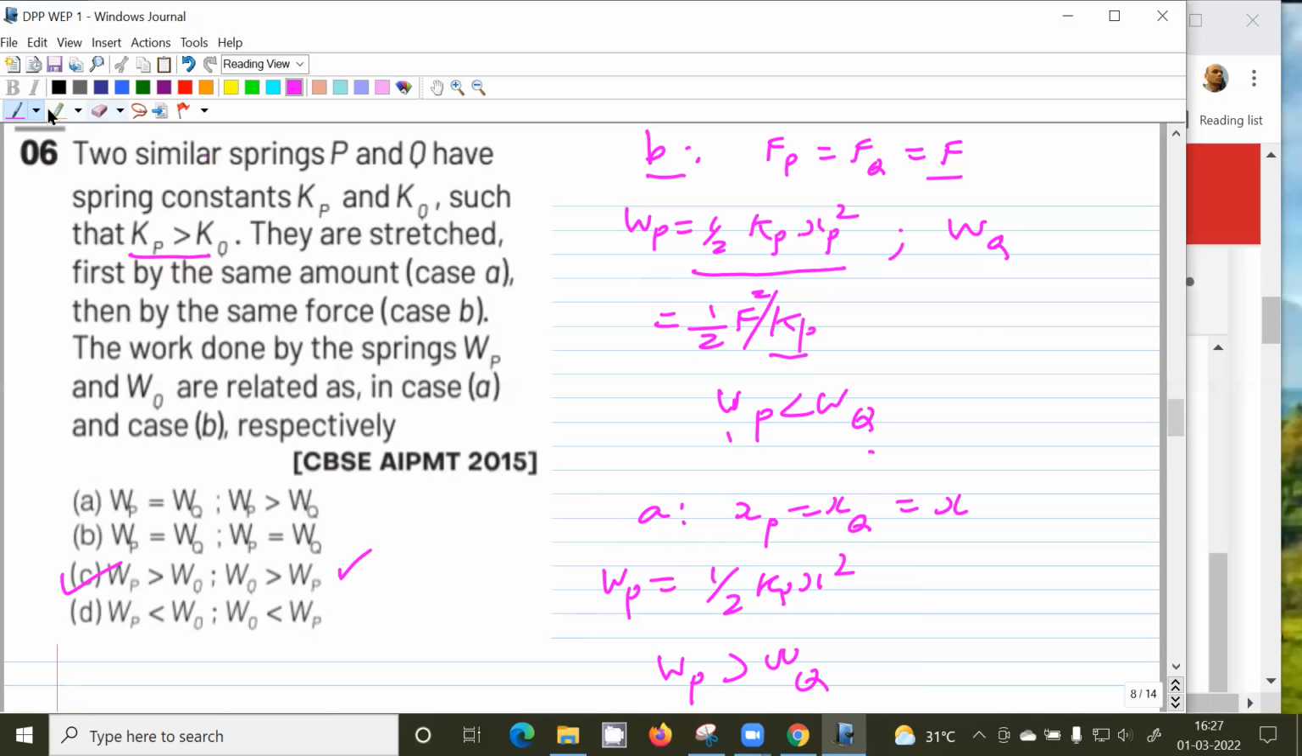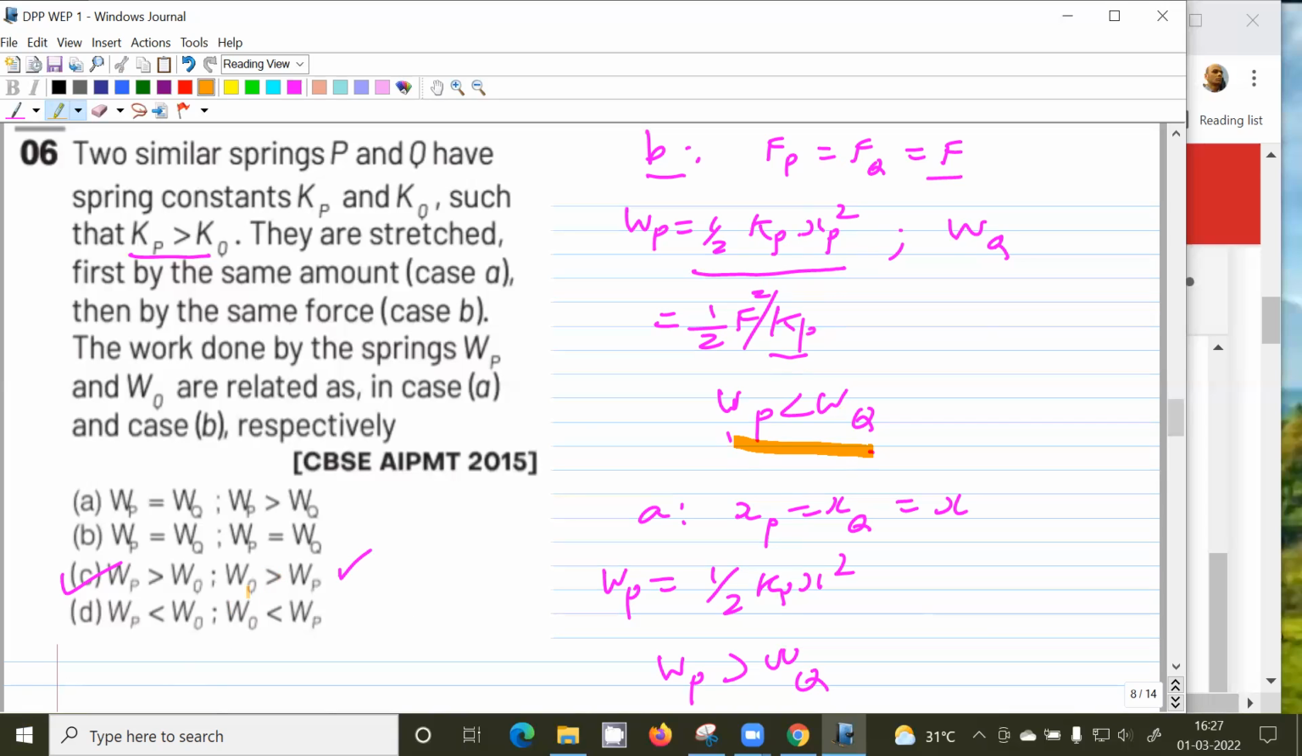Case B, the thing is both the forces are constant, right? Same. And work done is half kx square. This I can write down as k square x square by k. Kx square can be written as kx the whole square divided by k, and kx is same for both, which is equal to f. So it is f square by kp. And kp is more, so wp will be less.